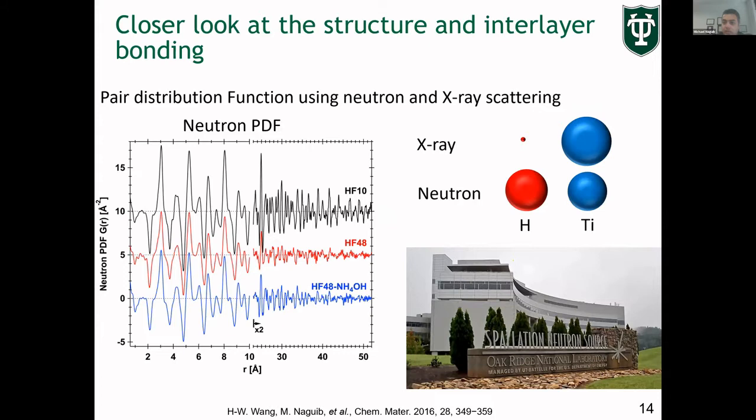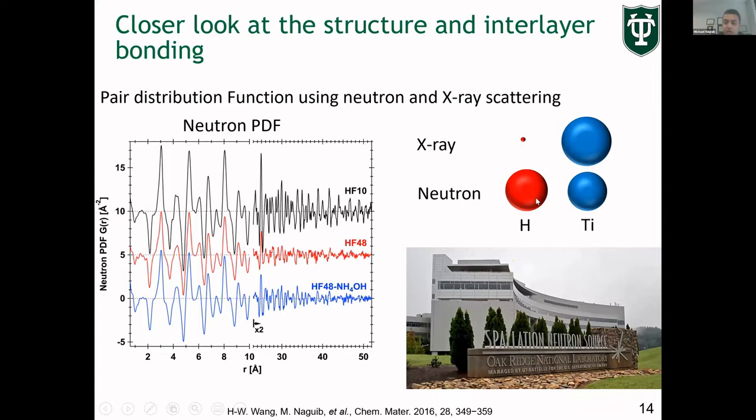Right after my graduation from Drexel, I went to Oak Ridge National Lab as a Wigner Fellow to study MXene and study energy storage in general there. Oak Ridge National Lab has the Spallation Neutron Source, which is a great facility to study materials using neutrons. As you see here, the beauty of neutrons compared to X-rays: you see the red dot here for X-ray, this is the cross-section of a hydrogen atom compared to the big blue sphere here for titanium. While for neutrons, the cross-section of hydrogen is much bigger than that for X-rays.